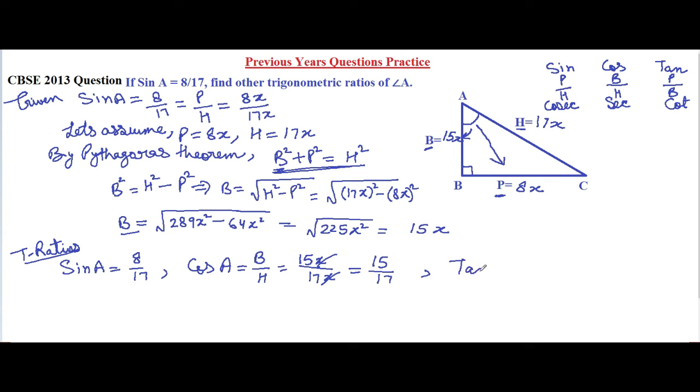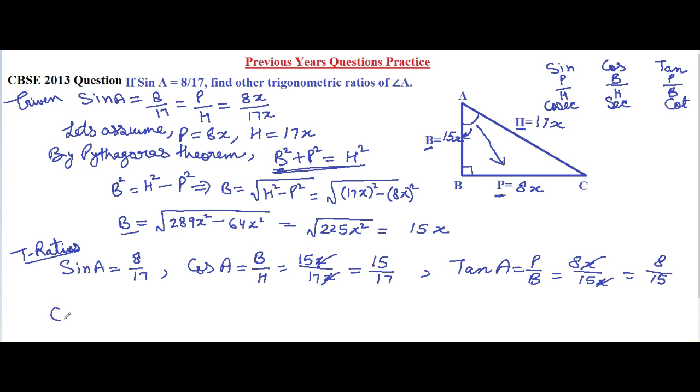Then next is tan A. Tan A is P upon B. P is 8x, B is 15x. So tan A is P upon B. P is 8x and B is 15x. Again x gets cancelled and we have 8 upon 15.